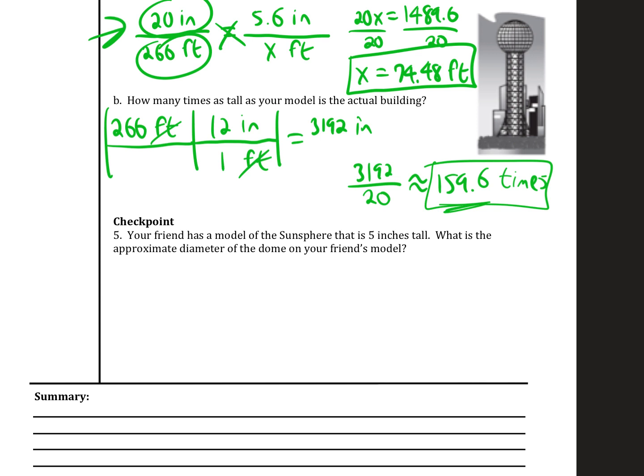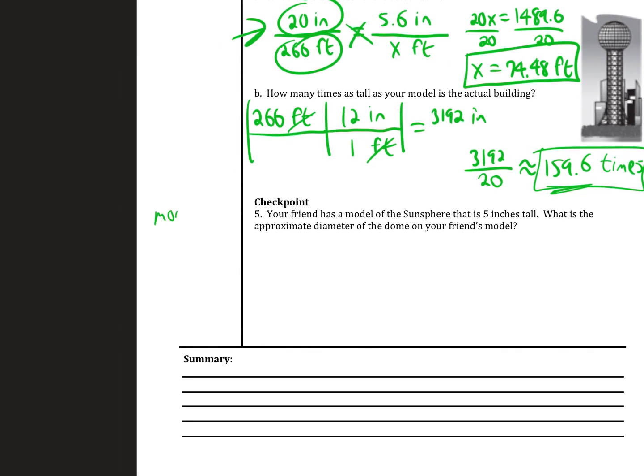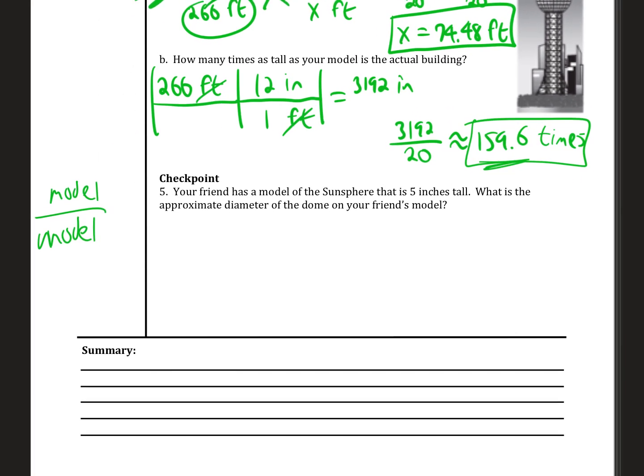Okay, so let's set this up here. In this case, we're comparing the model to the model, okay? This one's actually a little weird. So 5 inches tall. I forgot to mention, this one's kind of weird because we're doing one model to another model, okay? So we're going to be measuring height over height and diameter over diameter, all right? So let's go ahead and do that.